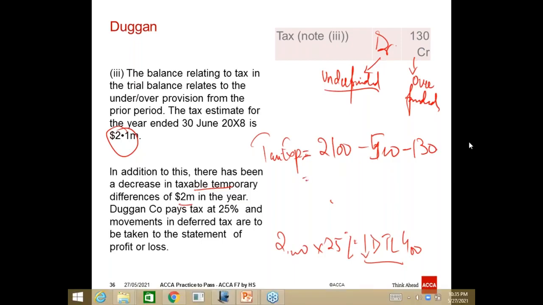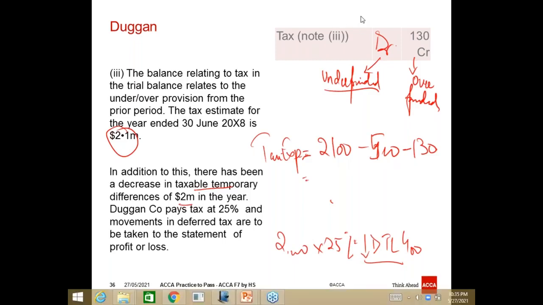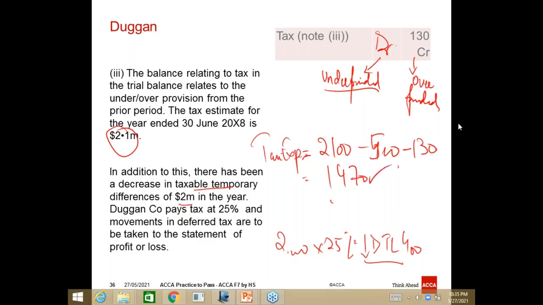So when we deduct the figures, we get the value of 1730, 1470. I hope it's clear now. Any issue in this question?